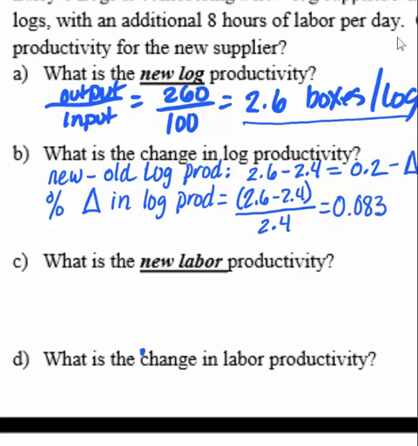We'll divide that out. We're going to set our calculators to 3 decimal points, because if we don't, we're going to get different answers. So we'll say that we have an increase in log productivity by about 8.3%.